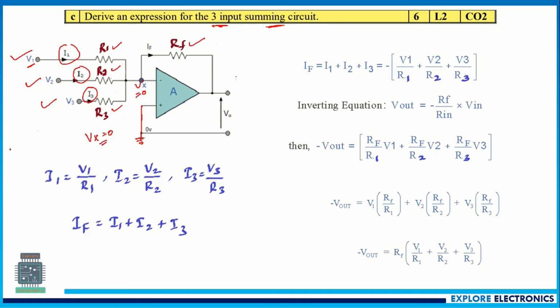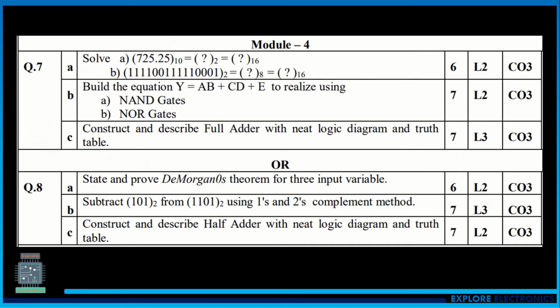Because of virtual ground, Vx will be equal to 0. So we are going to get the expression for I1 as V1 minus Vx divided by R1, but here Vx is 0, it becomes V1 by R1. Similarly I2 and I3. So IF is equal to the total current flowing over here. That's why IF is equal to I1 plus I2 plus I3. Equate these, finally we are going to get the expression for Vout like this.